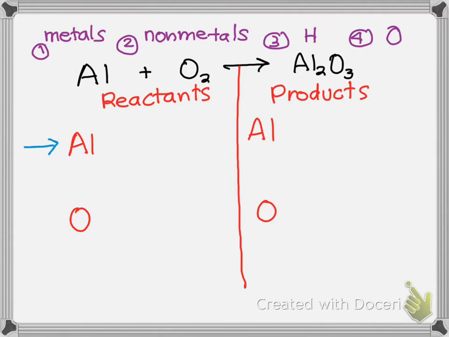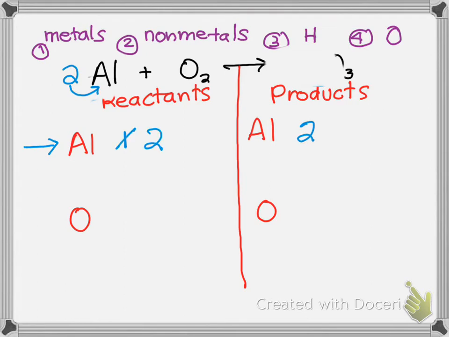So I'm going to start with aluminum. So I go to this side and I see there's only one aluminum, so I just write a 1. And I go to this side, here's my aluminum, and I see right here that there's 2, so I put a 2. So looking at that, it is not balanced, because I have a 1 and a 2. So now I'm going to add the coefficient. If I put a 2 here, 2 times 1 gives me 2. So that balances because now I have 2 on both sides.